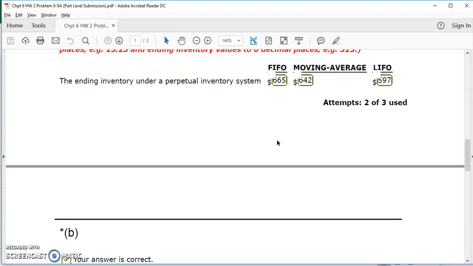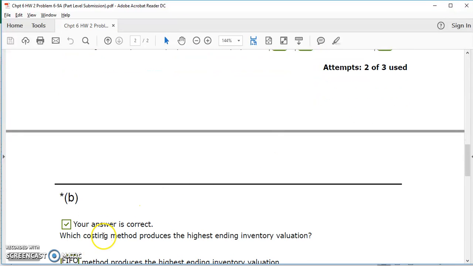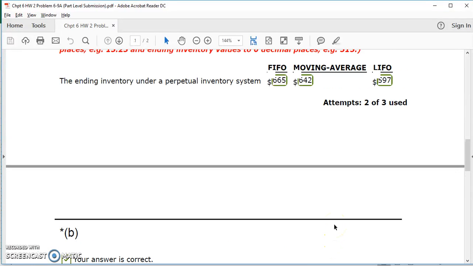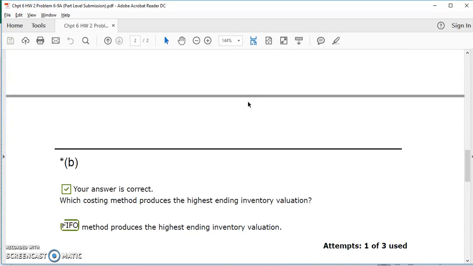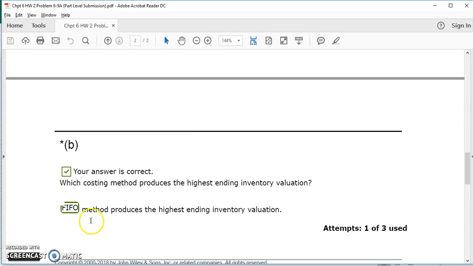The last question was, which costing method produces the highest ending inventory valuation? And if we go back up here, we look at FIFO is $665, moving average is $642, LIFO is $597. So the method that produces the highest ending inventory valuation is FIFO, which is correct right here.